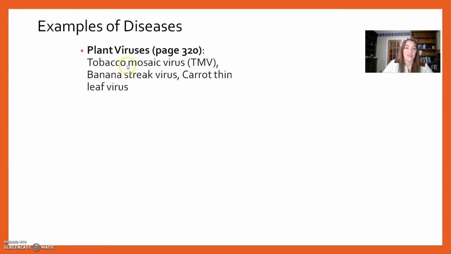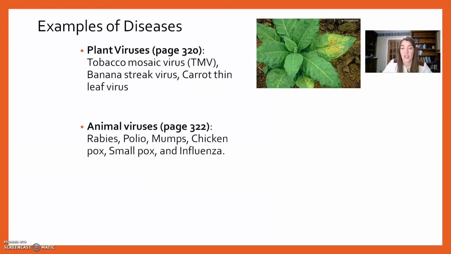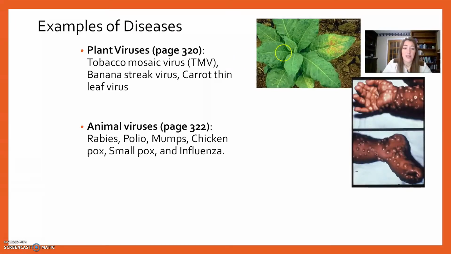Let's look at some examples of diseases. The first one we'll want to go into are some plant viruses. We have the tobacco mosaic virus, that's what this is, TMV. Banana streak virus, you have carrot thin leaf viruses, so lots of plants are affected by viruses, and have huge economic repercussions. Same thing with animal viruses. We have rabies, polio, mumps, chickenpox, smallpox, and influenza.